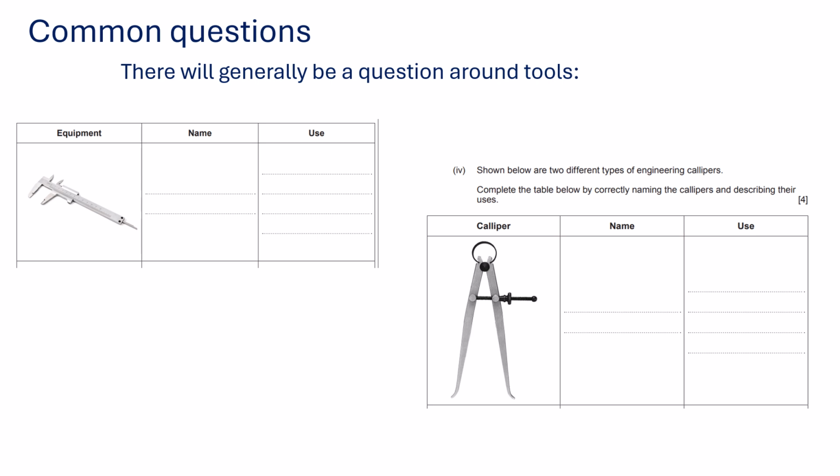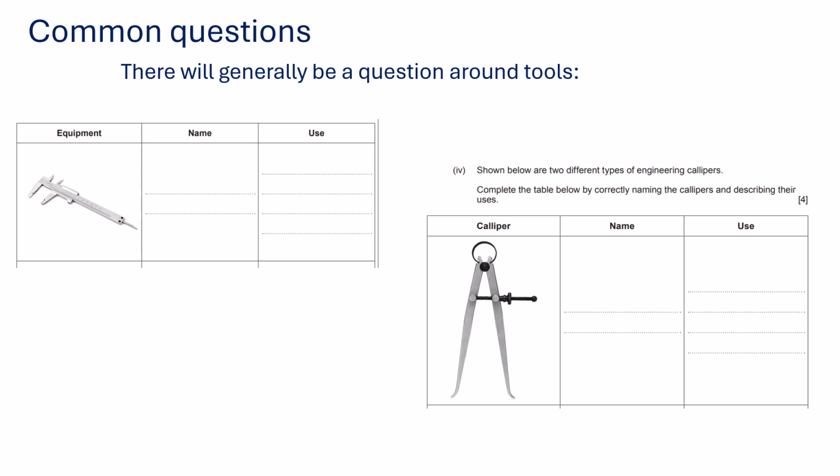There will also be a question around tools, generally in this format that you can see on the slide. It will give you a piece of equipment, and ask for the name and the use of that. Sometimes they might fill in some of these for you. It might give you a list of different tools or equipment. It might ask you to give the uses. It might ask you to give some of the names, but not all of them. But it may just leave it blank, like you can see on the screen as well.